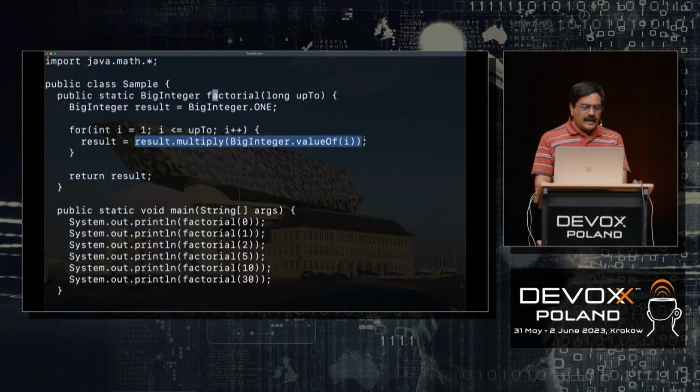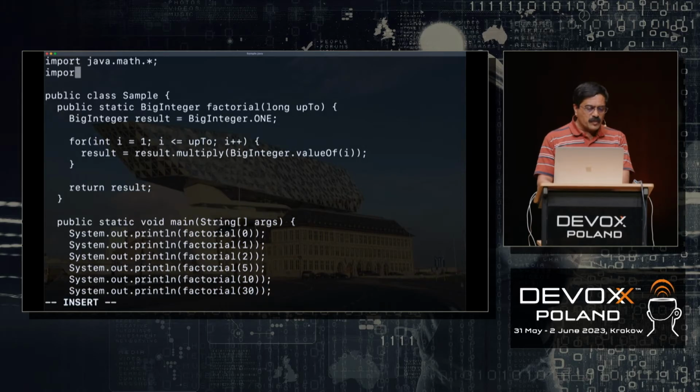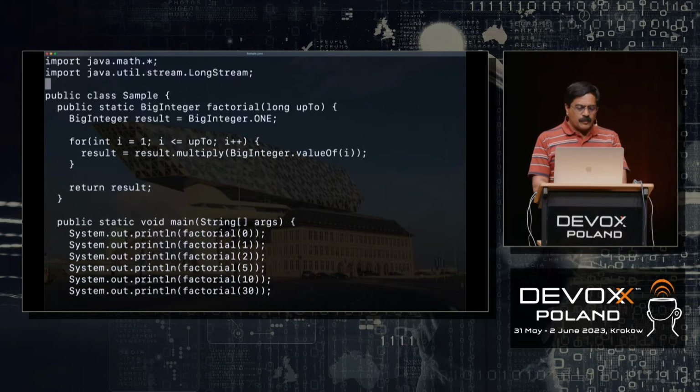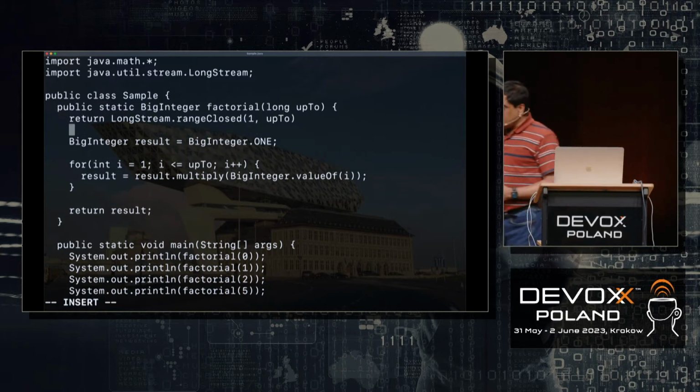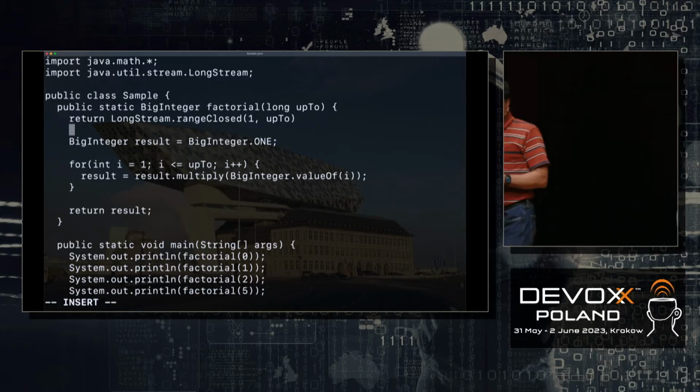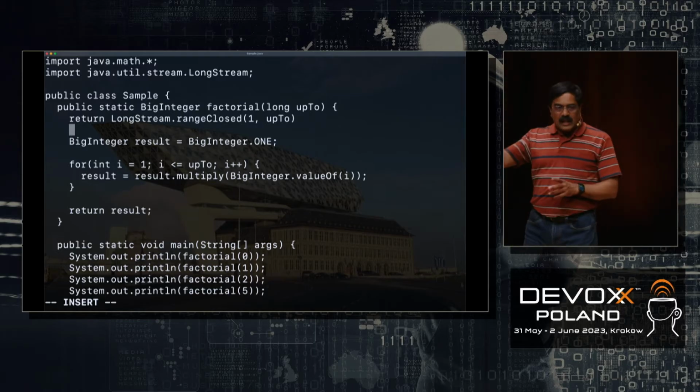So how do we really go to the reduce in this particular code? Let's go ahead and say Java util stream. In this case, I'll bring a long stream for our purpose right now. I'm going to say return long stream.range closed, and we'll start with 1 and up to n, like so. The reason I'm using range closed is I want that value up to be included.